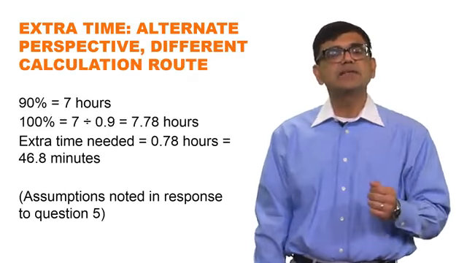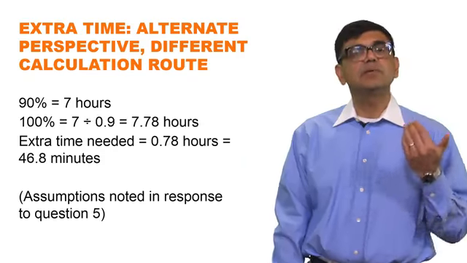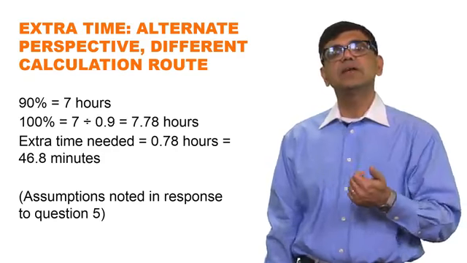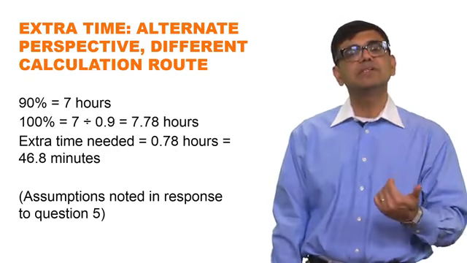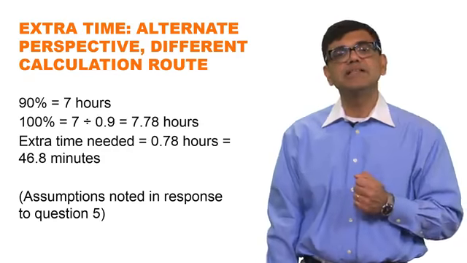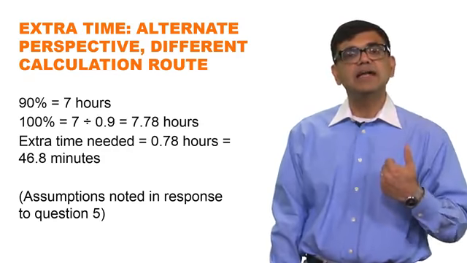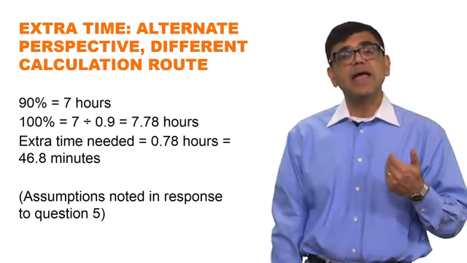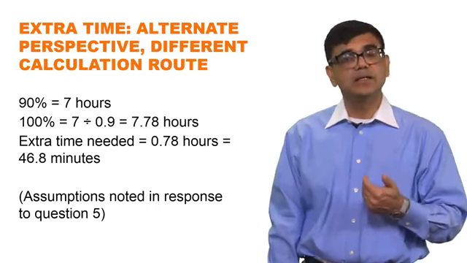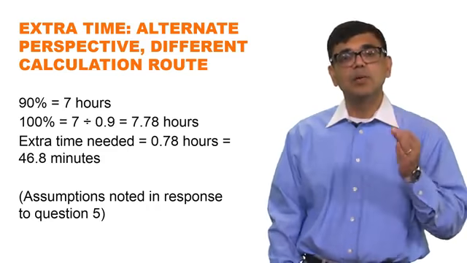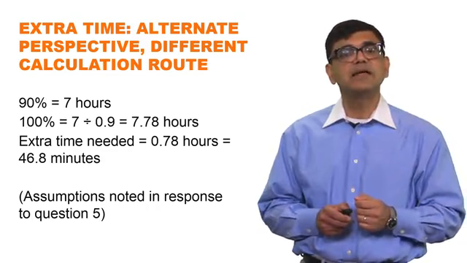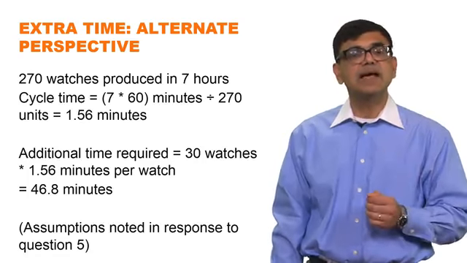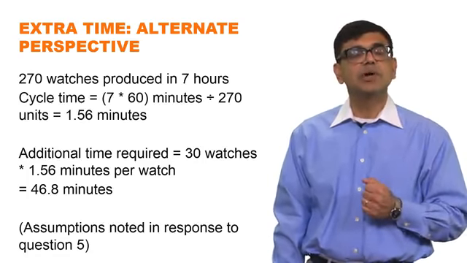So this perspective says that 90% equals 7 hours. So you worked at 90%, that 90% gives you 7 hours. So what is 100%? That would be 7.78 hours. So you would need an extra 0.78 hours to accomplish that production, and that would again come back to 46.8 minutes, which I'll go back to the previous slide that we had over here to look at the previous calculation. It gave us exactly the same number, which is 46.8 minutes.